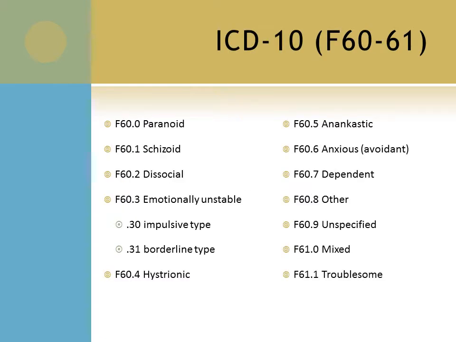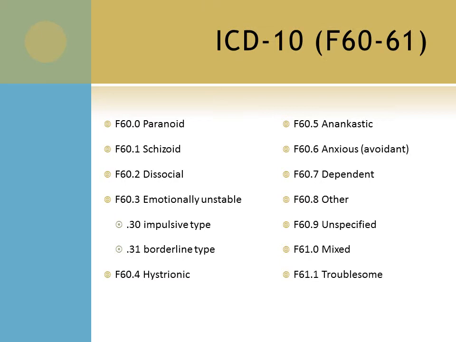In ICD-10, the personality disorders are coded F60 to 61 in the Disorders of Adult Personality and Behavior section. Compare this list to the DSM-5 list of personality disorders. A number of the diagnoses have the same name, but each classification system has diagnoses that are not found in the other.